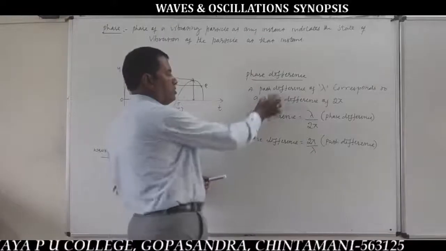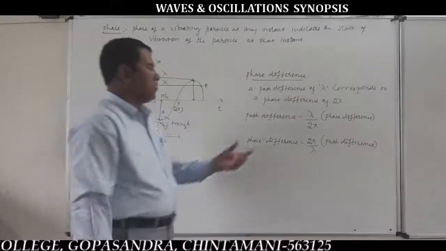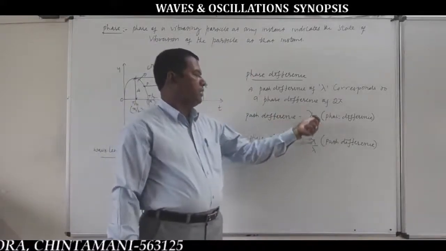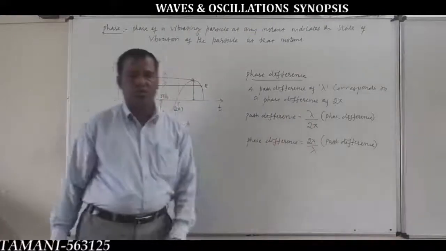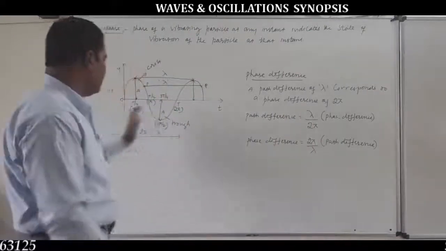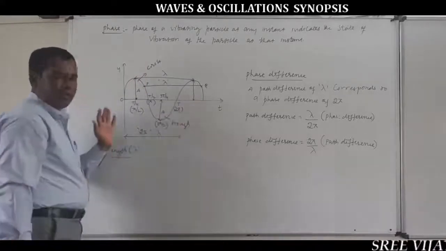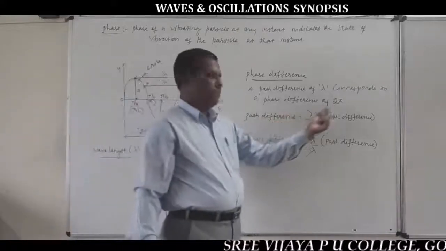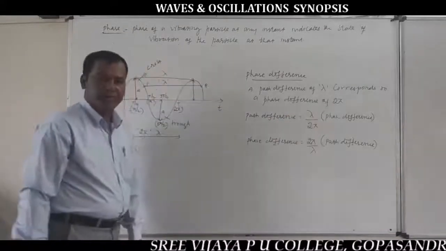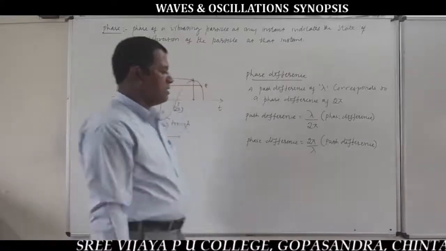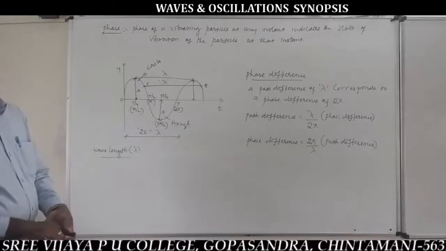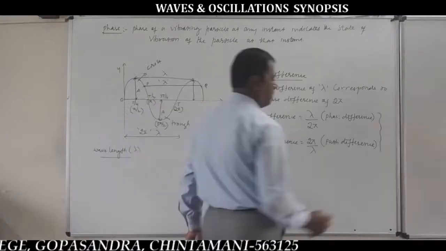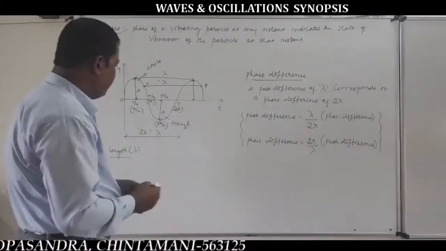First, you should be familiar with this concept: a path difference of lambda corresponds to a phase difference of 2 pi. Therefore, path difference is equal to lambda by 2 pi into phase difference, or phase difference is equal to 2 pi by lambda into path difference. From the diagram, you can clearly understand that a path difference of lambda corresponds to a phase difference of 2 pi. So these two are used for converting phase difference to path difference or path difference to phase difference.